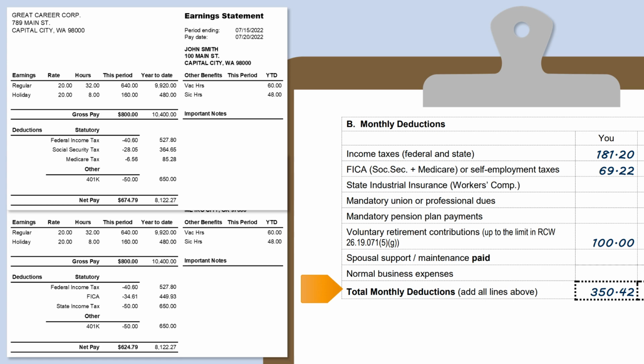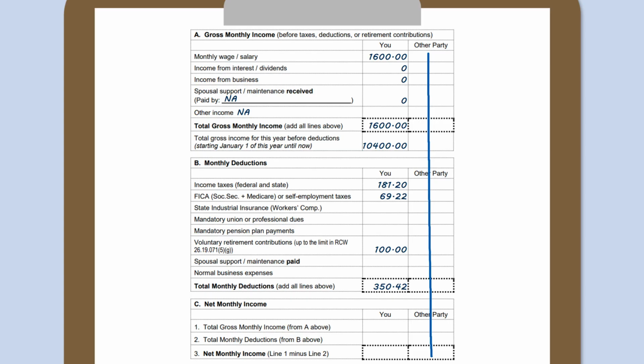Note that this box also has a bold dotted outline around it. This means we will use it again later in this form. If you are filling out the other party's income, pause the video now and repeat these steps for the other party column. Again, you are not required to fill out the other party column for the modification process to continue.